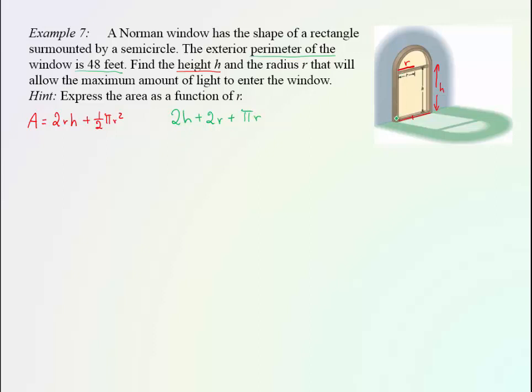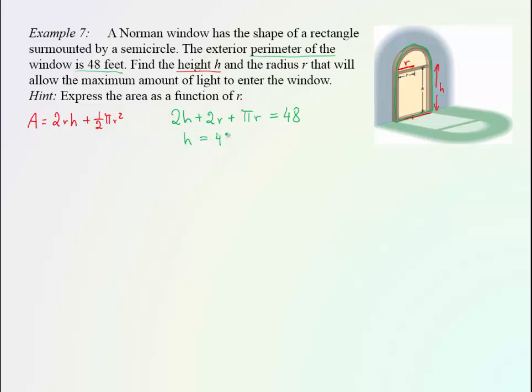We are talking about the perimeter outside of the window. That means just this part, and we are not adding this middle bar here, just the outside. And this perimeter equals 48. From that formula, we need to solve for one of the variables. It's probably easier to solve for h. Let's solve it for h.